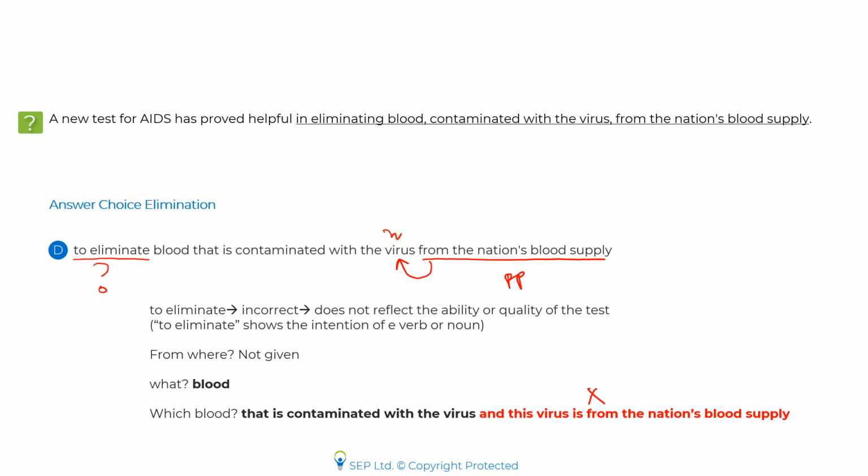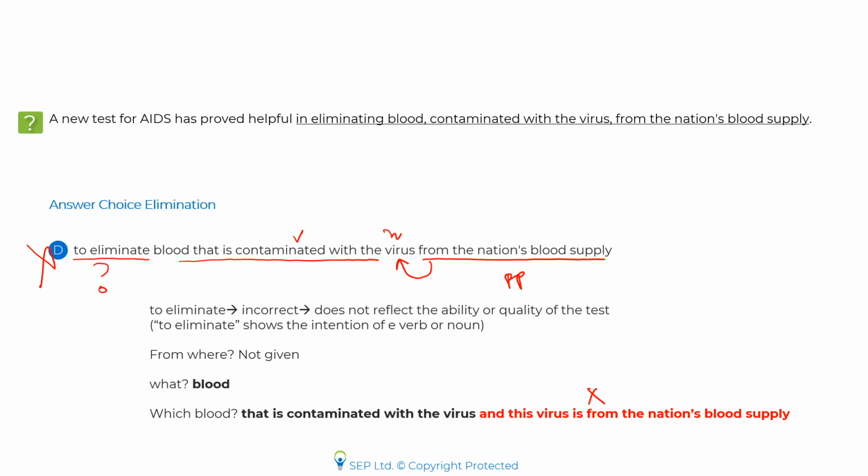So here we have got two red flags. One, the "to eliminate" does not correctly reflect the ability of the test. Secondly, it sounds as if the virus is from the nation's blood supply. The original sentence did not tell us where the virus came from. However, "blood that is contaminated with the virus" is okay. So D is also out. A lot of you might have chosen D, just because you got the error that you were looking out for. Okay, blood that is contaminated with virus. But as I told you earlier, any changes that you notice, always take those into account. See if that is changing the meaning of the overall sentence or not.